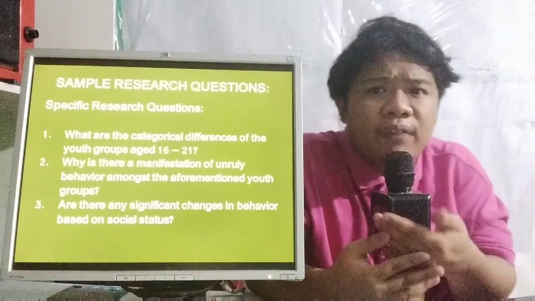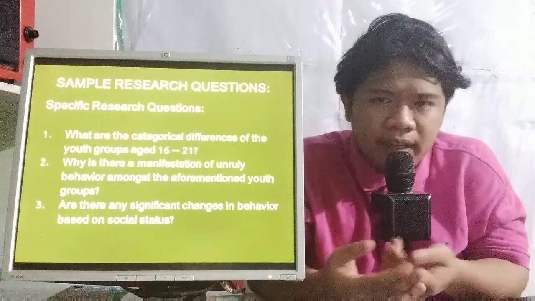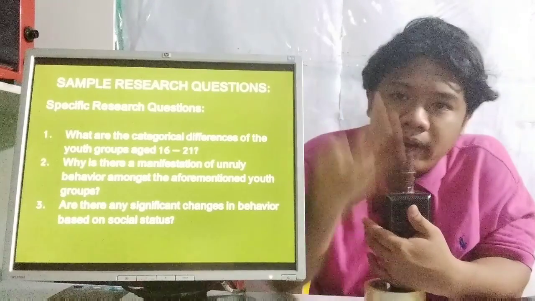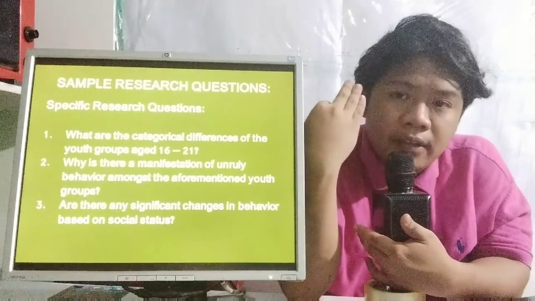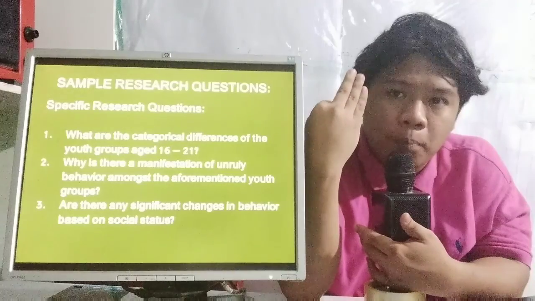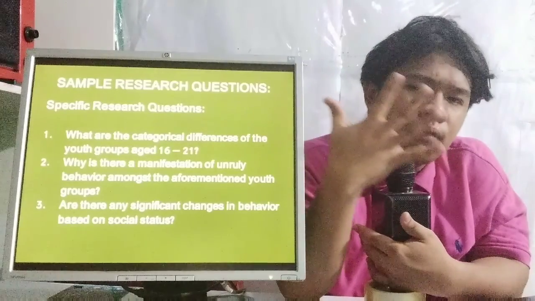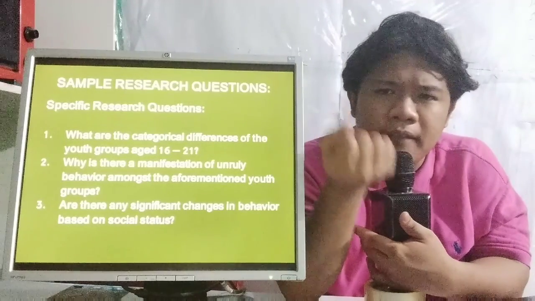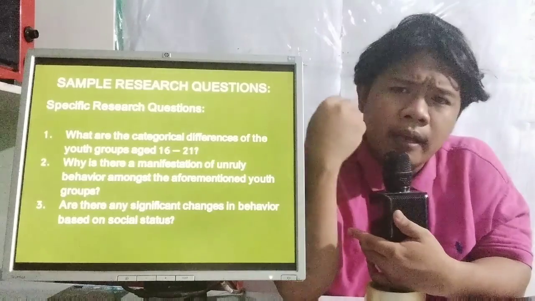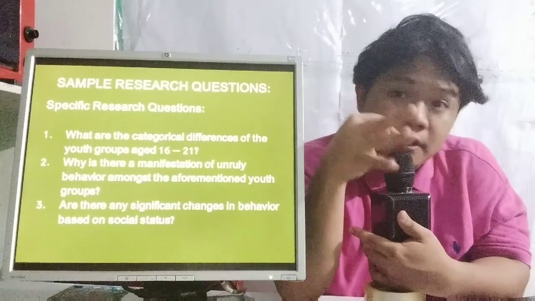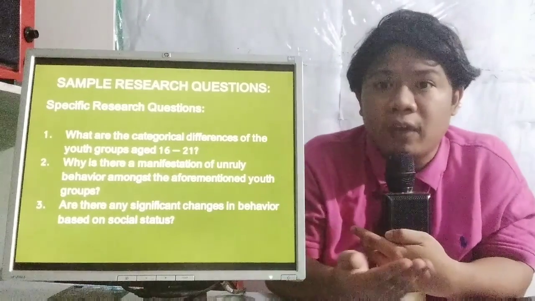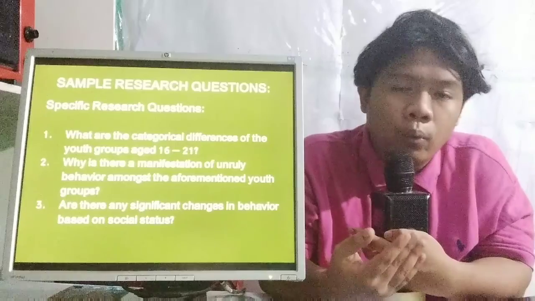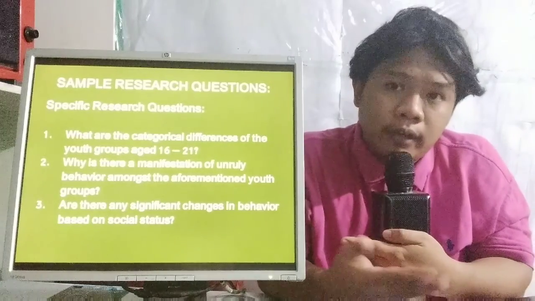Now, let's go to the specific research questions. The specific research questions here, I already provided three. As I've said, you have the option to provide 3 to 5 research questions, or ultimately, if you're just a beginner, just focus on 3 specific questions. Again, the specific questions only need to elaborate the general statement.